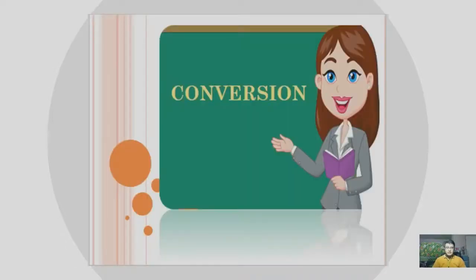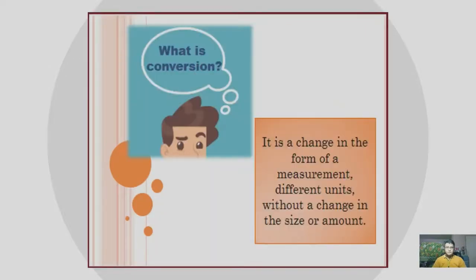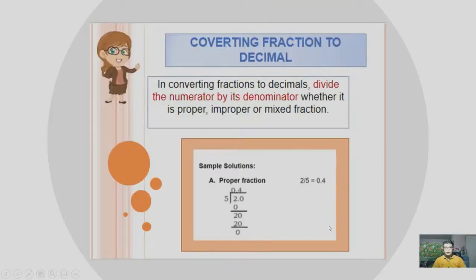Now let's proceed to the conversion. What is conversion? It is a change in the form of measurement, in different units, without a change in the size or amount. Converting fraction to decimal. In converting fractions to decimals, simply divide the numerator by its denominator, whether it is a proper, improper, or mixed fraction.